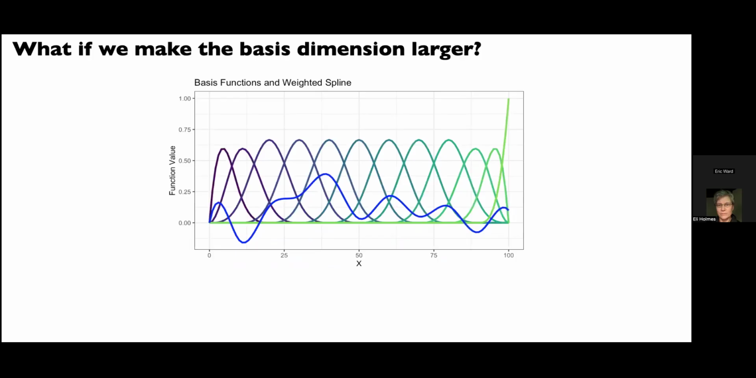So you can make the basis dimension larger too. This is an example where we go from 6 weights, or six basis functions, to 12, and the blue curve representing the spline gets more wiggly. And so the penalty, oh yeah, Ben.